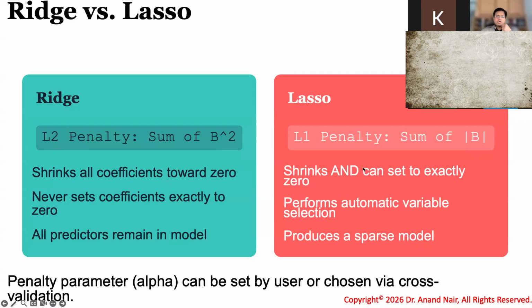When you need a sparse model, you will choose Lasso. When you want to keep all the predictors but dampen the effect of the variables that are not that important, then you use the Ridge type of regression.